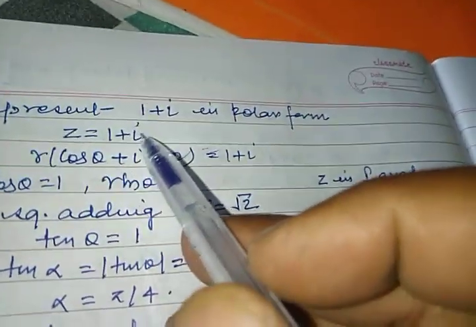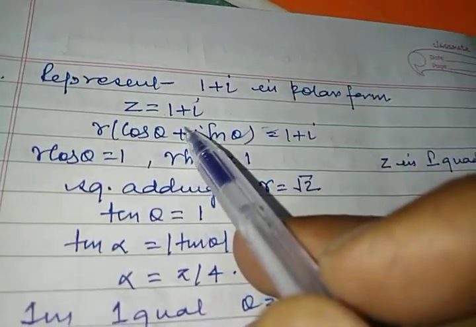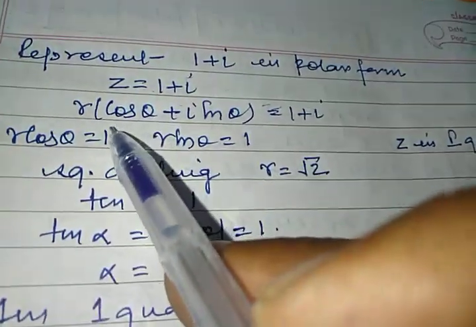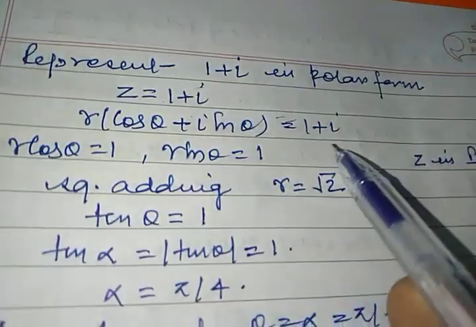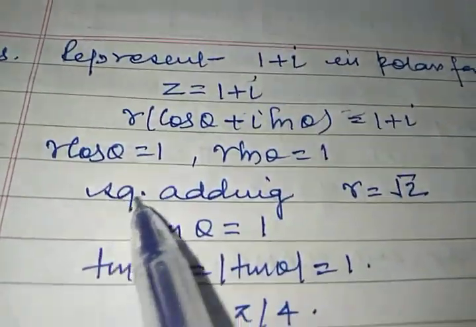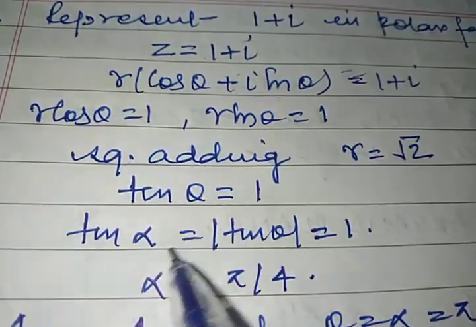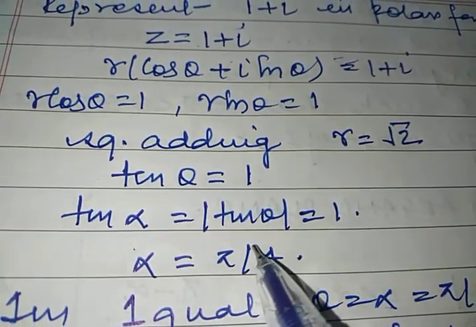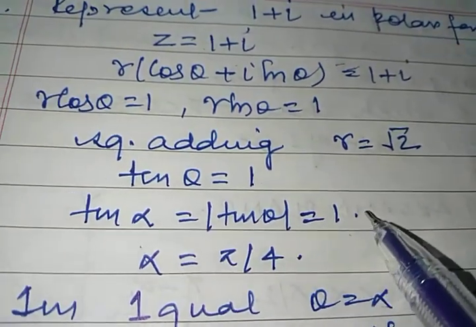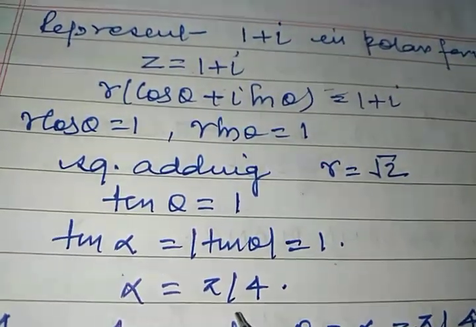Okay, next question. Represent 1 plus i in the polar form. So here z is equal to 1 plus i. So r cos theta plus i sin theta will be equal to 1 plus i. Comparing this, squaring and adding, r is equal to root 2, tan theta will be 1. Tan alpha is equal to mod of tan theta, which is equal to 1. Okay. Alpha is equal to pi by 4.